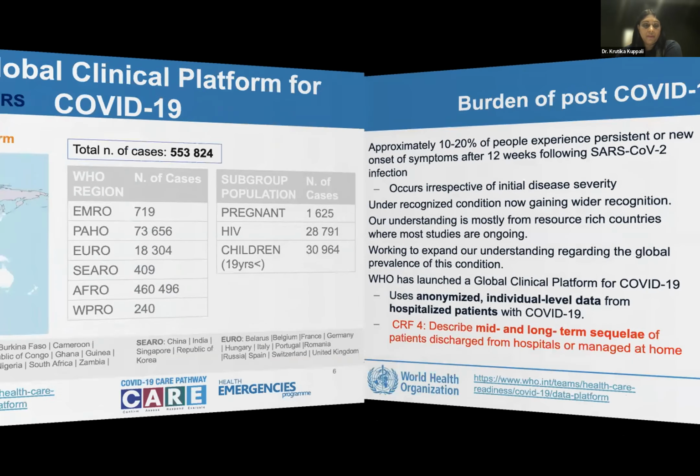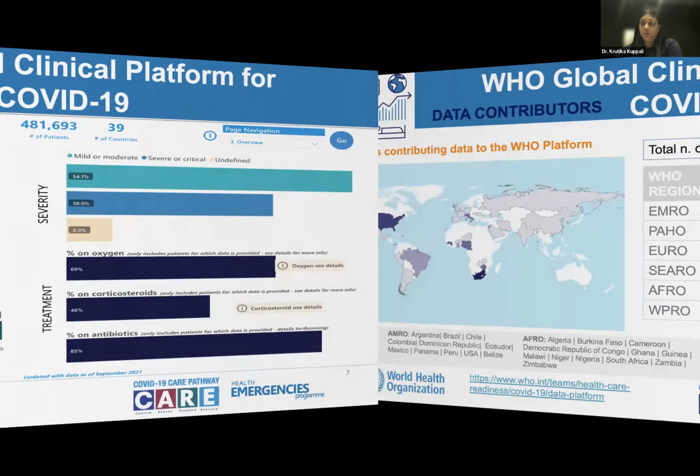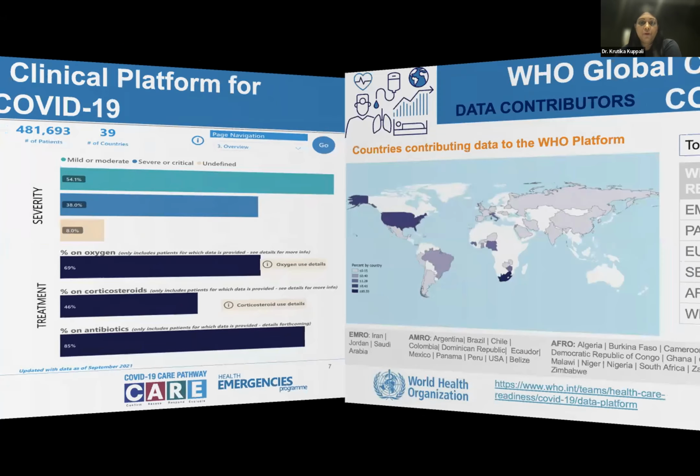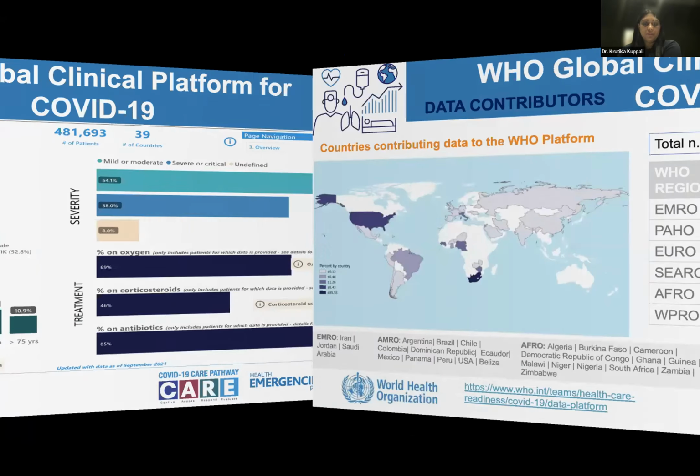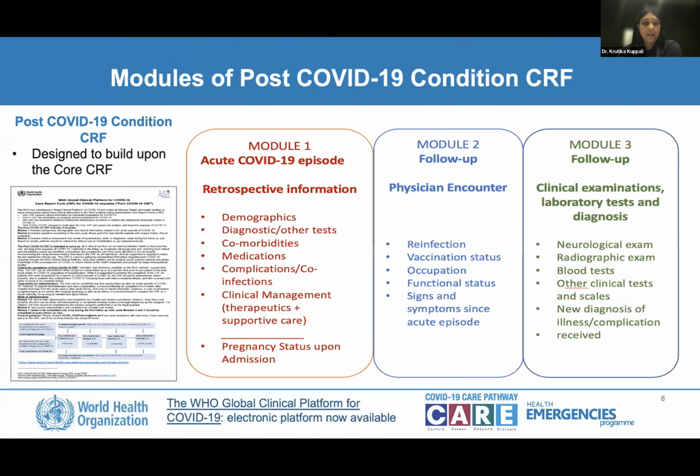So a little bit more about the global clinical platform. Okay, so to date, we have close to 500,000 patients, and we have about 70,000 patients from PAHO. And as I mentioned, we are also trying to get more data on post-COVID-19 condition. And so this is a little schematic of our CRF for post-COVID-19 condition. And it has 3 modules.